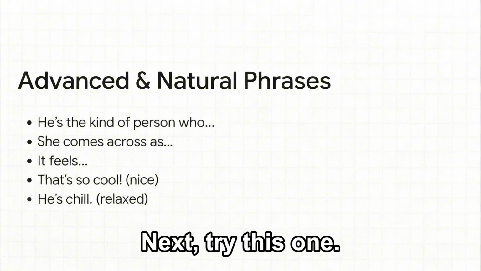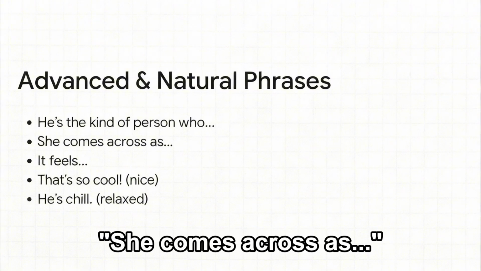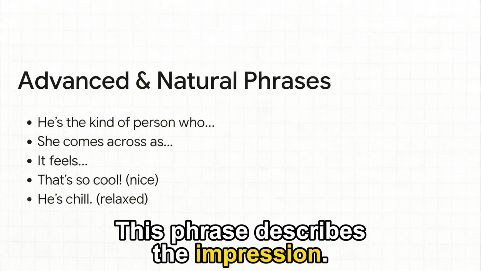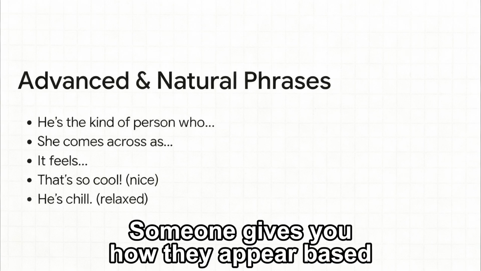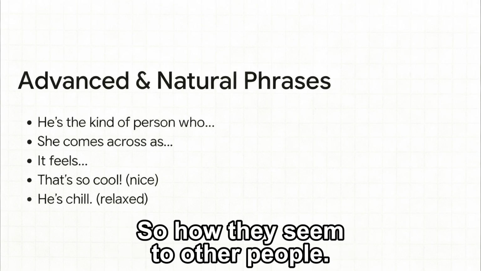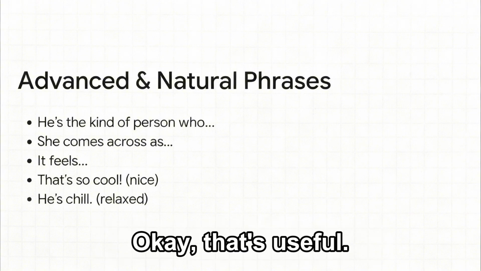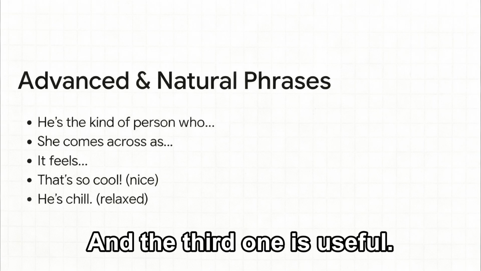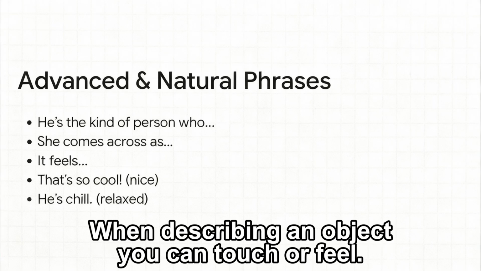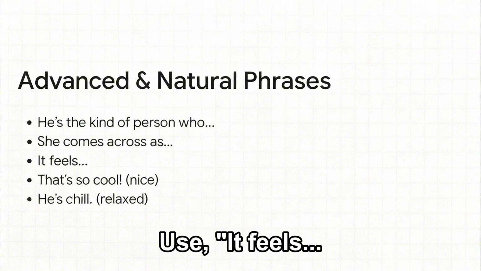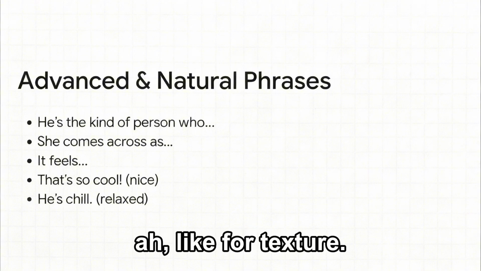What's next? Next, try this one. She comes across as, this phrase describes the impression someone gives you, how they appear based on their behavior. So how they seem to other people. Exactly. For example, she comes across as very confident. That's useful. And the third one? The third one is useful when describing an object you can touch or feel. Use, it feels. Like for texture. Precisely.